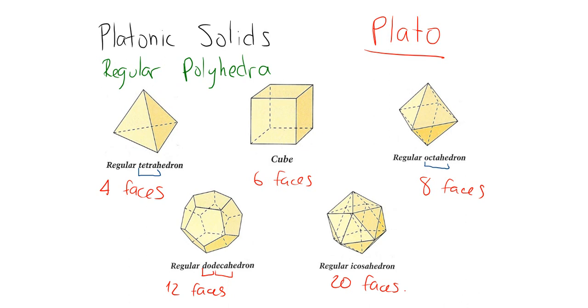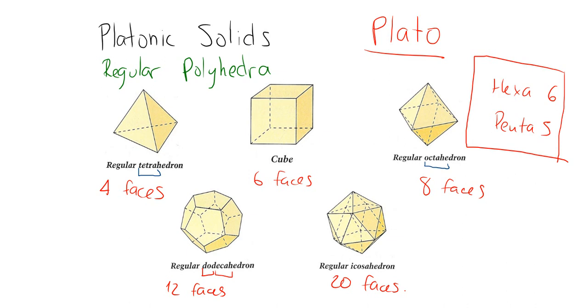We can also have, for example, a hexahedron. A hexahedron would be hexa, 6 faces. Or we can also have a pentahedron, which would be 5 faces. These are all Greek words that you're very familiar with because you've worked with them before in two-dimensional geometry.